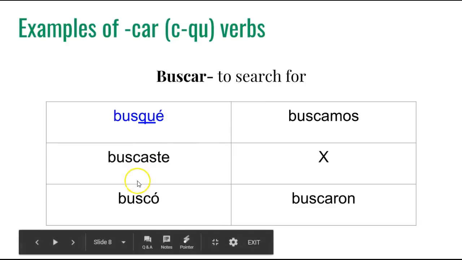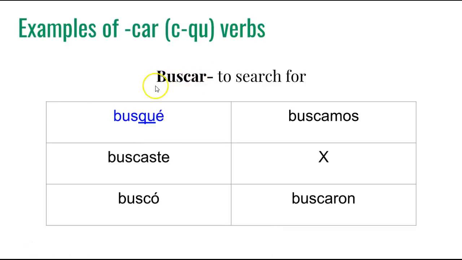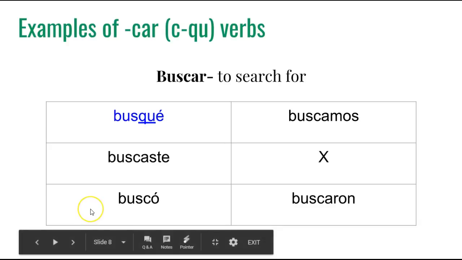Now for the rest of my conjugations, they're literally the same. You drop the AR and you're left with your stem of busc, and then you add your ending. So we have yo busqué, tú buscaste, él buscó, nosotros buscamos, y ellos buscaron.